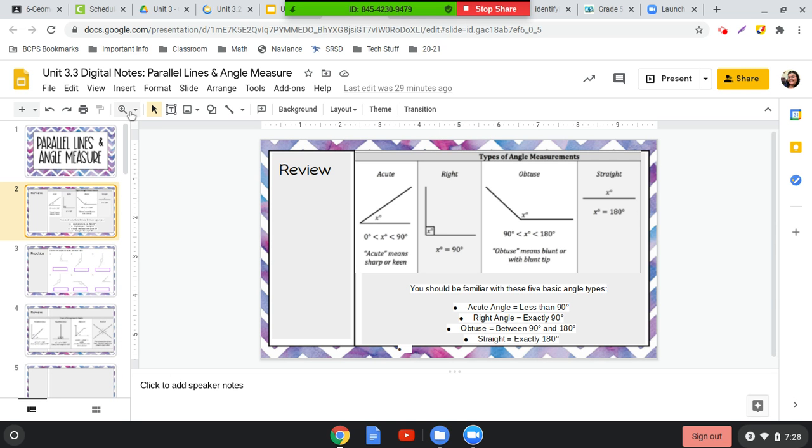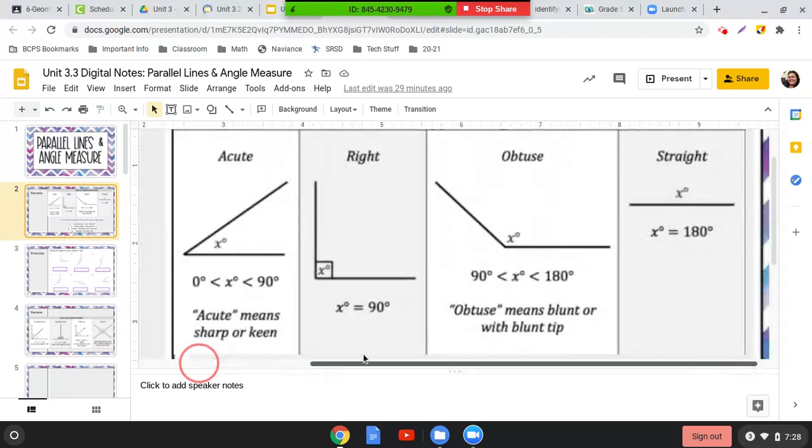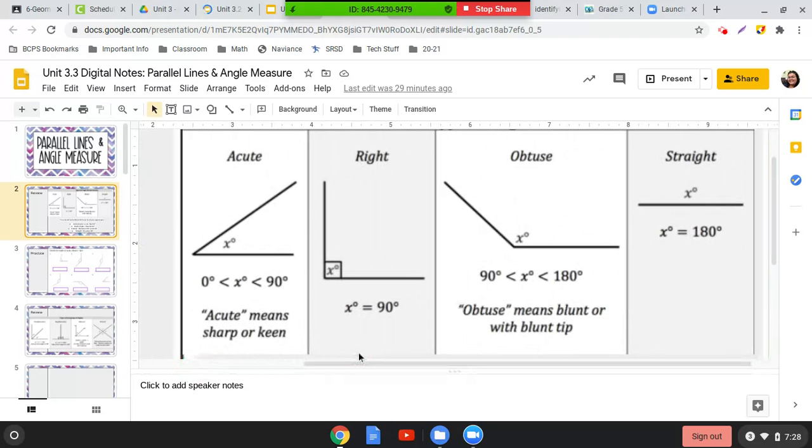So on your notes on slide 2, it goes into the different types of angles that we're going to be looking at. And we have acute angles, right angles, obtuse angles, and straight angles. Acute angles are anything greater than 0 but less than 90 degrees. And a silly way of remembering acute, I always think of a cute little angle.